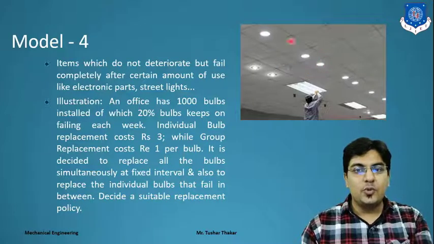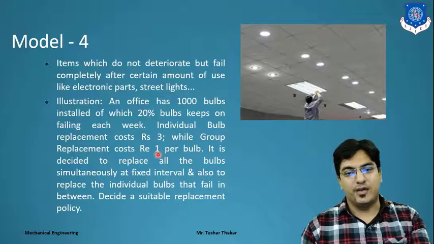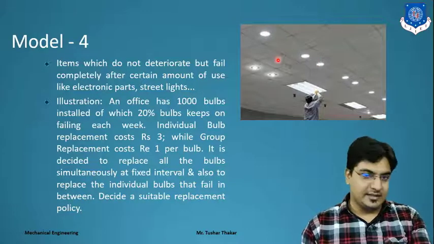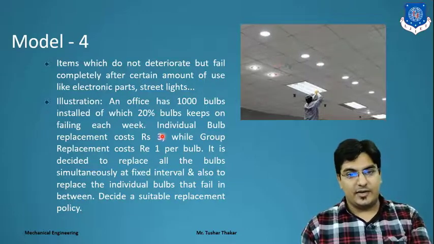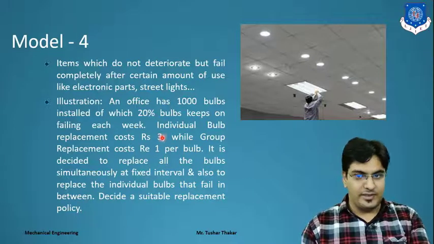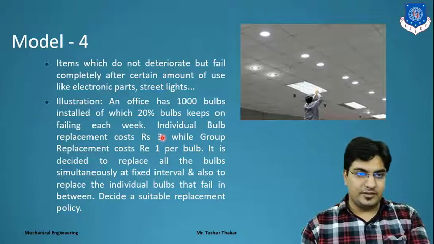So what is the group policy? The group replacement cost is 1 rupee per bulb, which means we have only 3 rupees for replacing the 3 bulbs, instead of 9 rupees. So in this case we have to use a group policy instead of an individual policy. We have to decide this type of policy in the next example also.